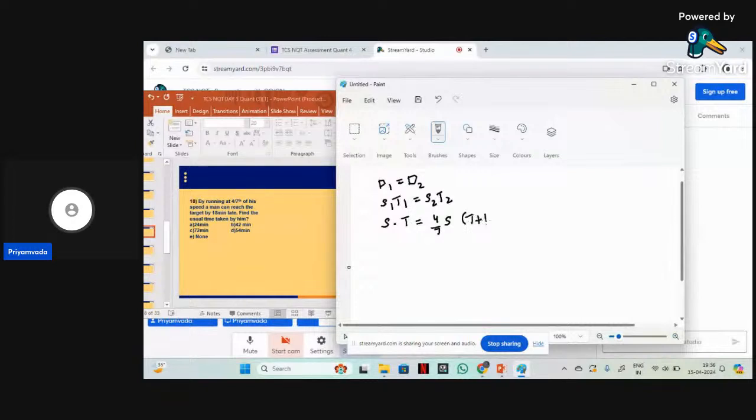After taking 7 to that side, 7T equals 4T plus 4 into 18, keeping it as 18 into 4 only, because 7T minus 4T will be 3T, right? So 3T equals 18 into 4.